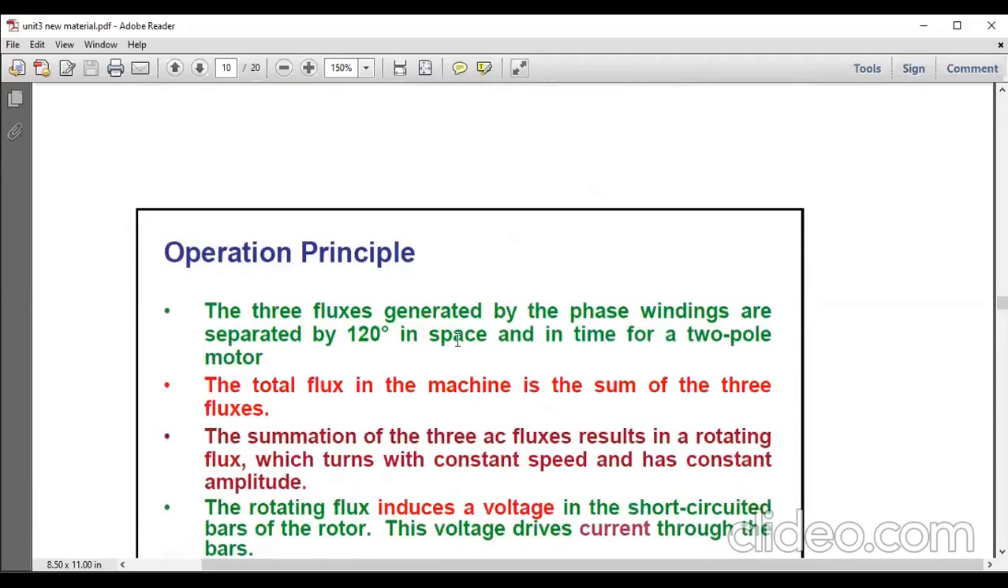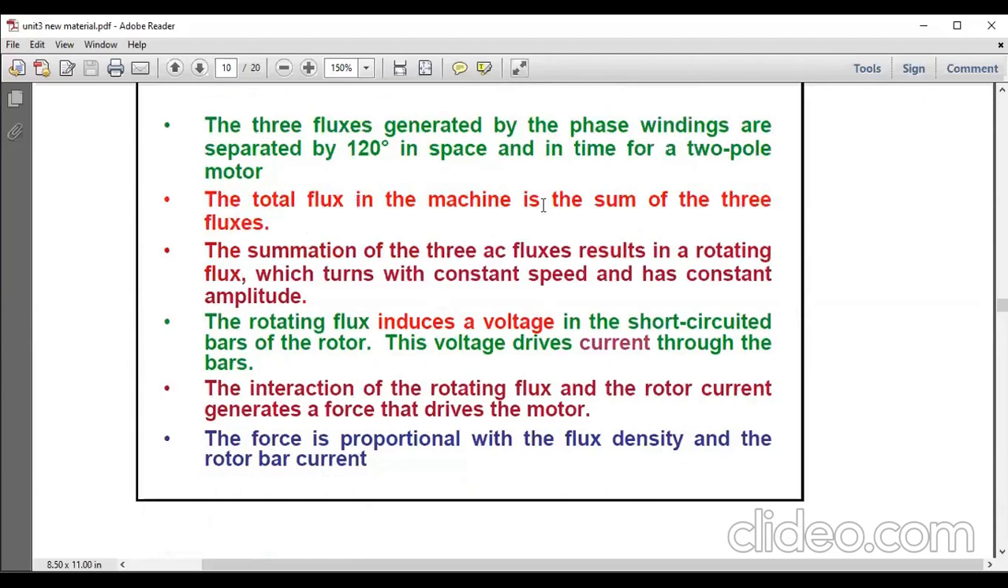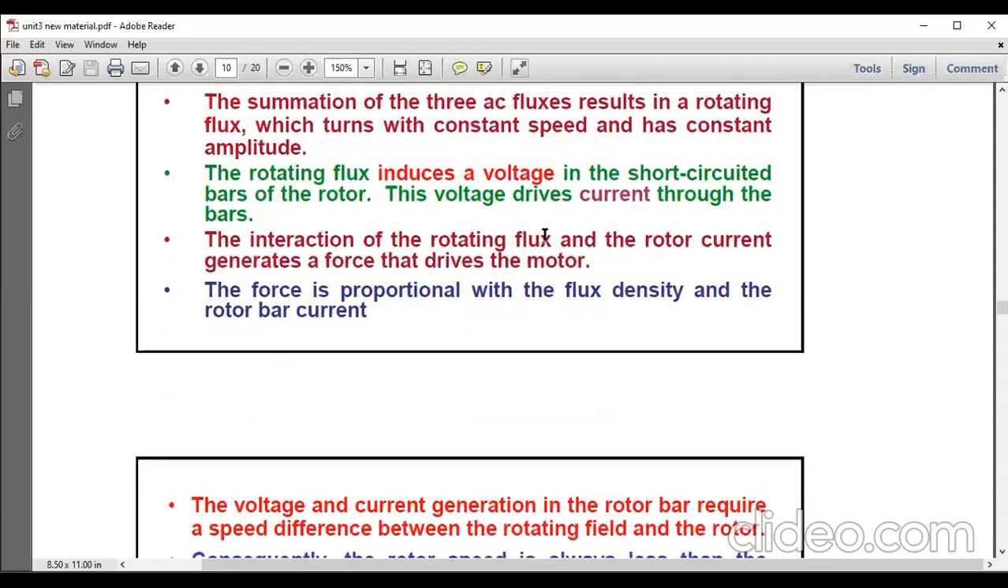Next, the operation principle. The three fluxes generated by the phase windings are separated by 120 degrees, as you have seen, for a two-pole motor. The total flux in the machine is the sum of the three fluxes, and the summation of these three AC fluxes results in a rotating flux, which turns at constant speed and has a constant amplitude. The rotating flux induces a voltage in the short-circuited bars of the rotor. This voltage drives current through the bars. So the interaction of the rotating flux and the rotor current generates a force that drives the motor. That is the force developed here.